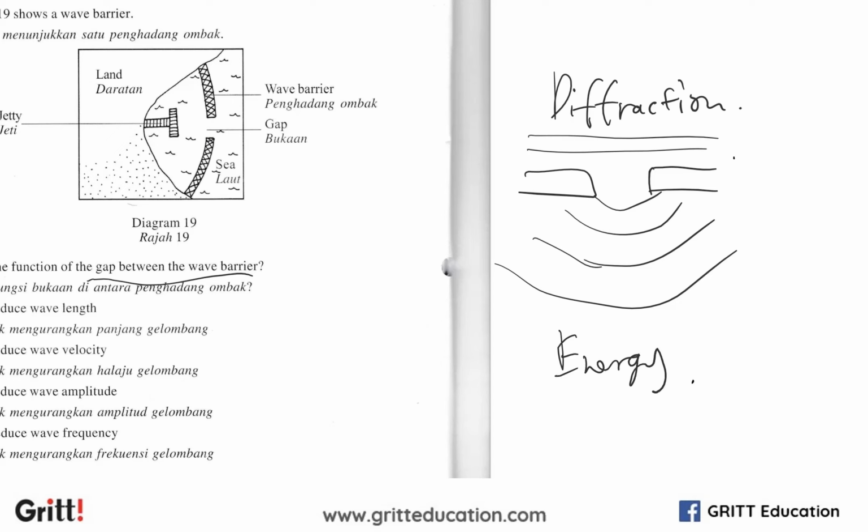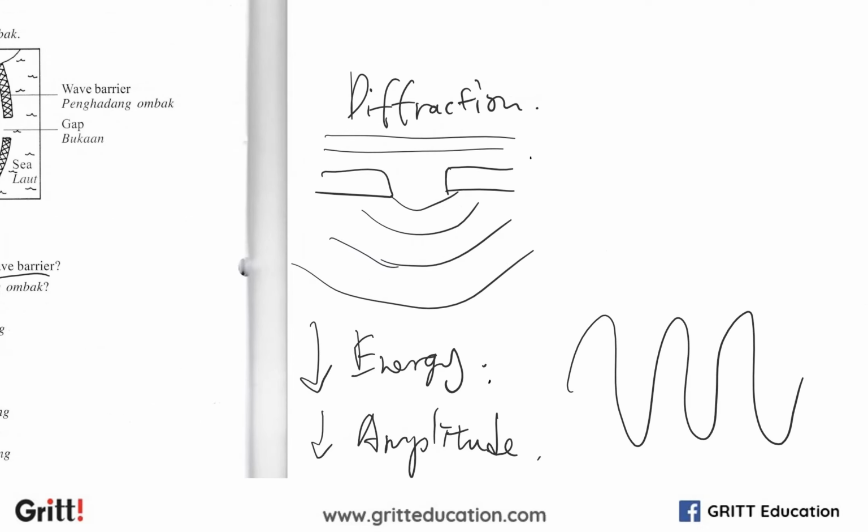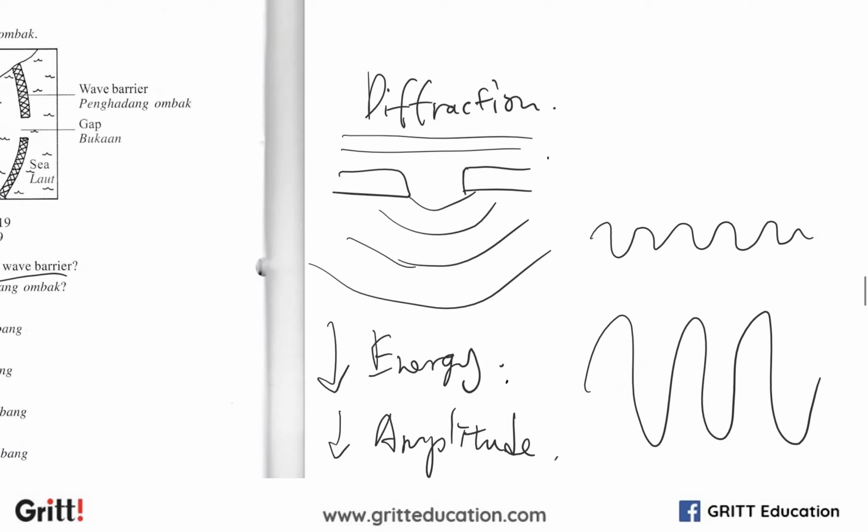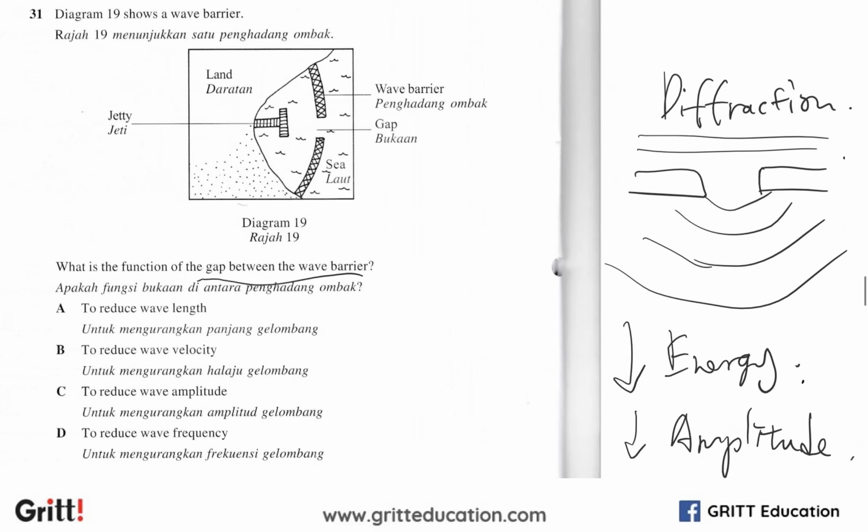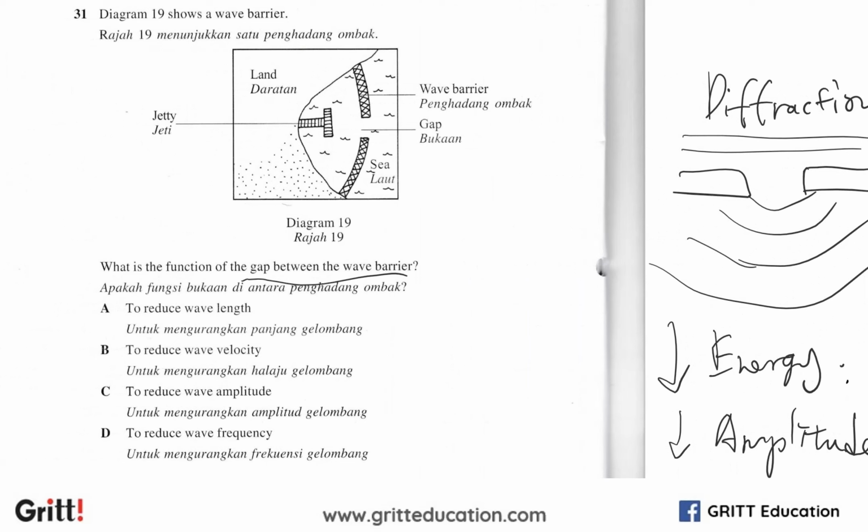So in this case, we want to reduce the energy. We do not want it to be too concentrated at a specific area. So the way you reduce energy is actually you reduce the amplitude. Because in waves, amplitude and energy are directly related. So when you have a wave that has a higher amplitude, for example, like this, it is considered to be higher energy compared to a wave like this. Okay, so amplitude and energy go hand in hand. So from here, obviously we want to reduce the energy. Sorry, we want to reduce the amplitude of the wave.